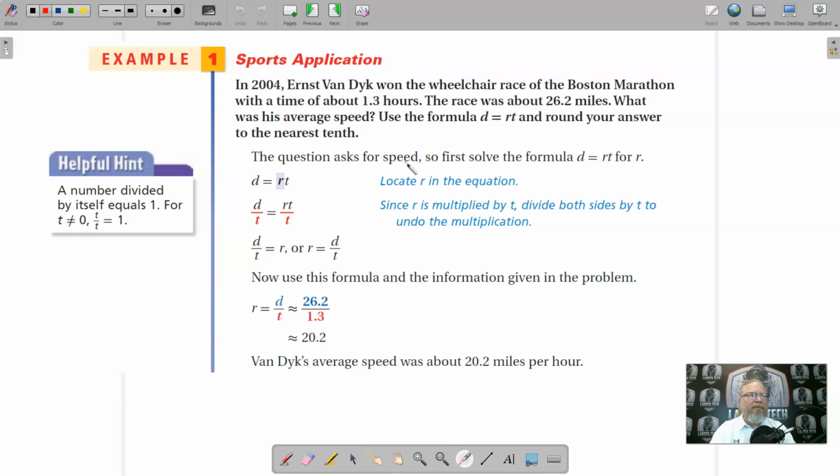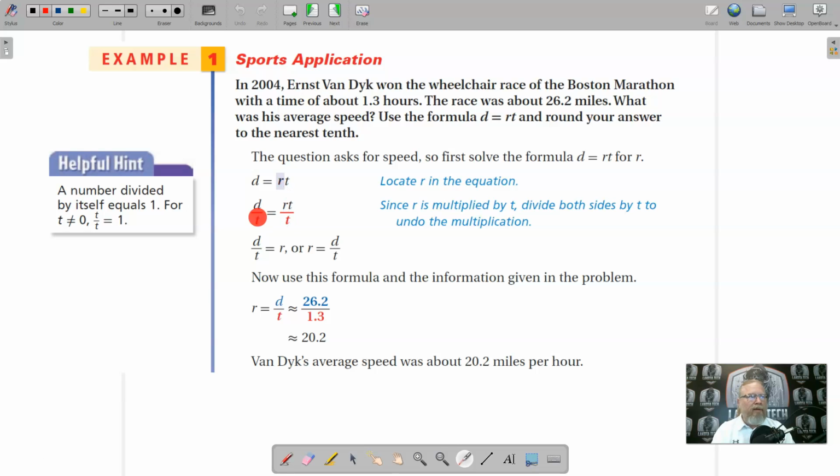So the question asks for speed. So first, solve the formula d equals rt for r. Well, right now d is isolated, but we want r to be isolated. We want to solve it for r so that we can then find out what his rate of speed was. So the r is related to the t through multiplication. The opposite operation is division. Remember, every fraction is a division problem. So we're going to divide rt by t so we can get r by itself.